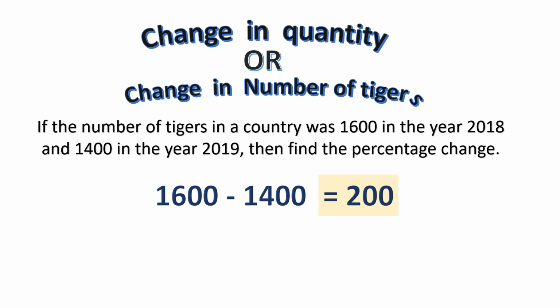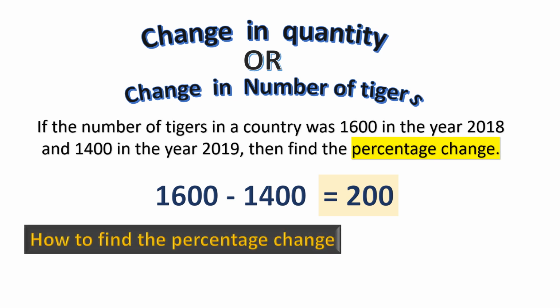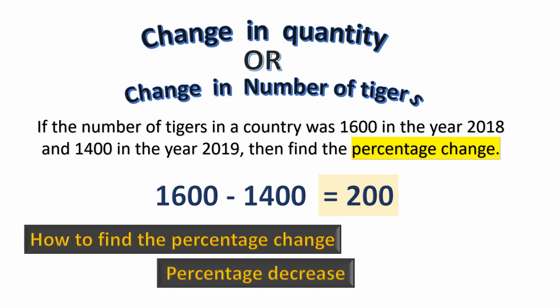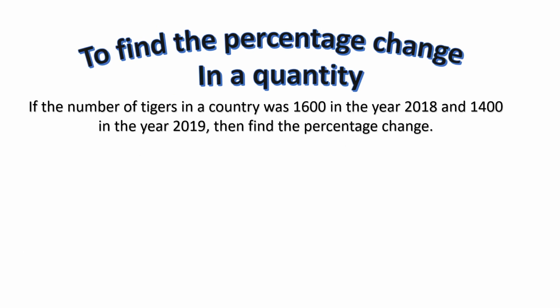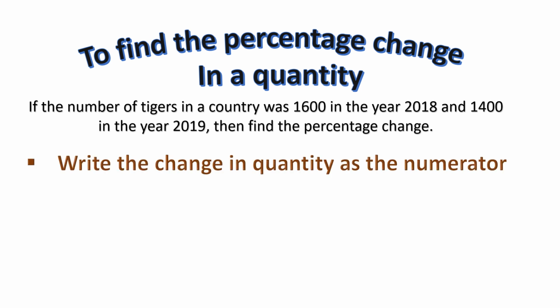Now, we have to find the percentage change. So, how to find the percentage change? We have to actually find the percentage decrease in number. We have already found the change in number. The steps to find the percentage change: first, write the change in quantity as the numerator. So, what was the change in quantity? 1600 minus 1400, that is 200. So, 200 we will write as the numerator.